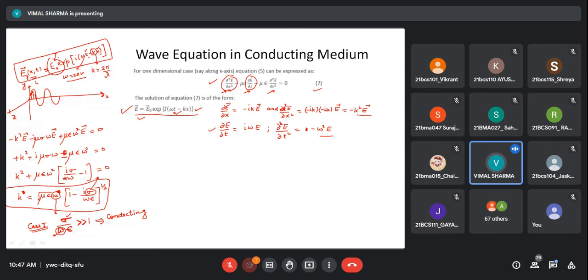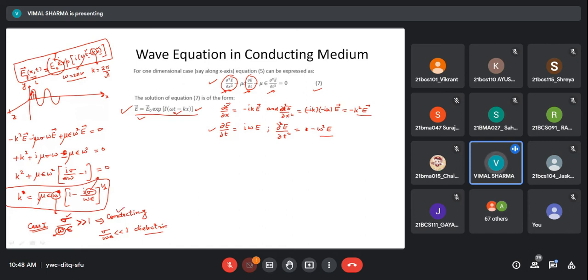When this numerator is big and this is small, this will be very, very greater than 1. Numerator big means conductivity big, and the permittivity of the medium is less. So that means it is a conducting medium. And in case this ratio is very, very less than 1, then you are talking about a dielectric medium. Then we are in a dielectric medium.